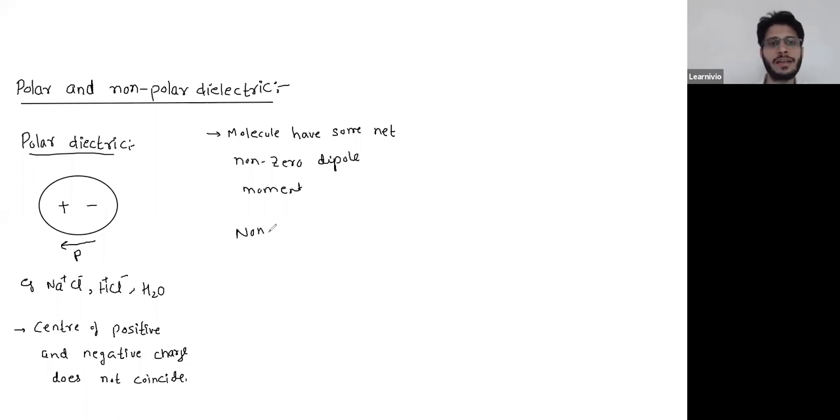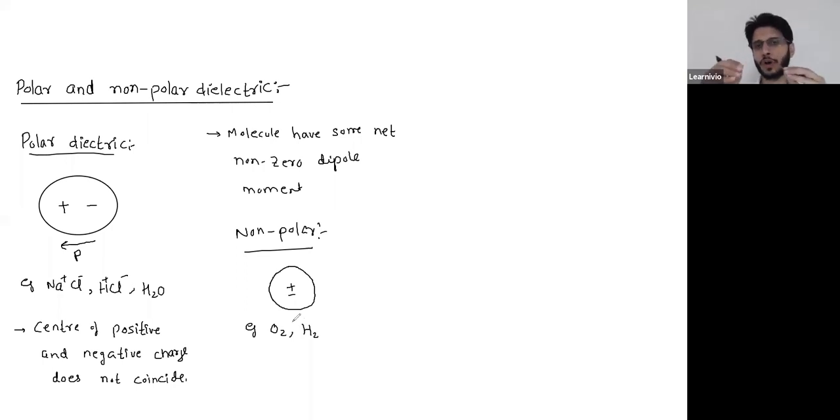The next type of dielectrics are non-polar dielectrics. In non-polar dielectrics, the center of positive charge coincides with the center of negative charge. The positive and negative charge are at the same place. If they coincide with each other, the examples include the O2 molecule and the H2 molecule. In these examples, the centers of positive and negative charges are at one place.